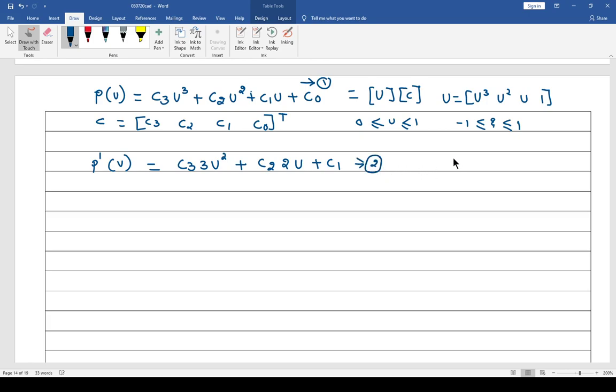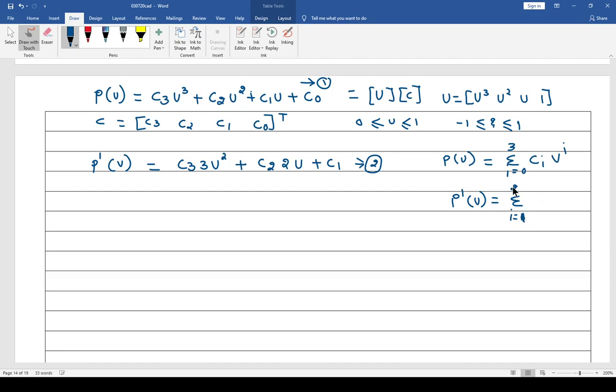I could also differentiate this equation: P of u is equal to the summation of i equal to 0 to 3 of Ci u raised to power i. So I could also write P dash of u as the summation of i equal to 0 to 2, or 1 to 2.